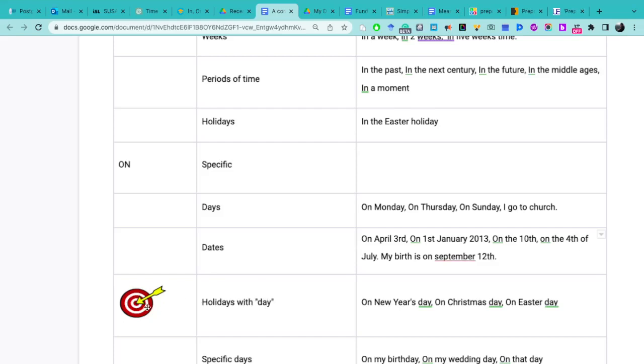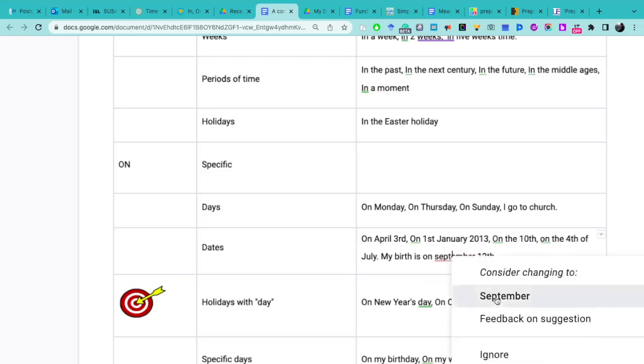And I put the target here because this might be a little bit confusing, right? Because there's another preposition that has a similar rule. So that's why I put the target here. So pay attention to the rules, because you might find it confusing when you find similar words, or there's another preposition that has a similar rule to it. And let me correct this. Yeah, September.